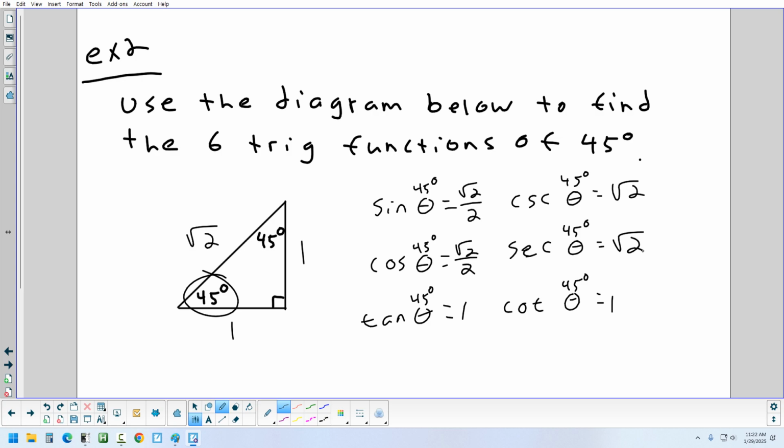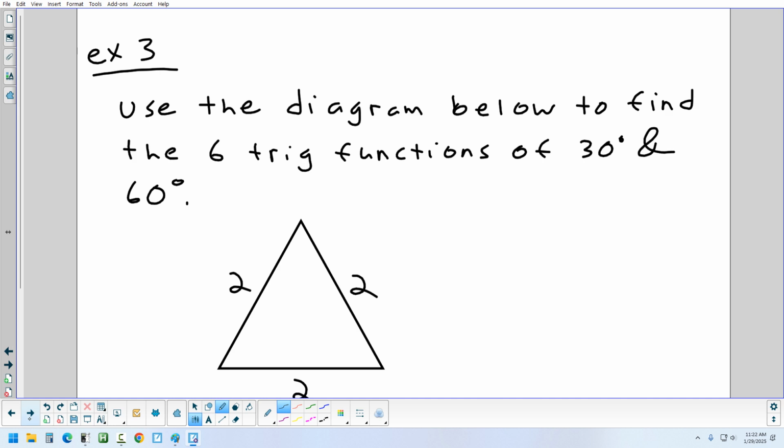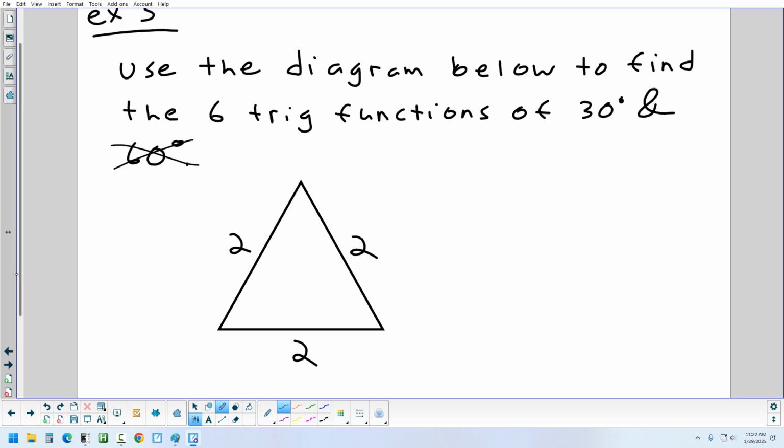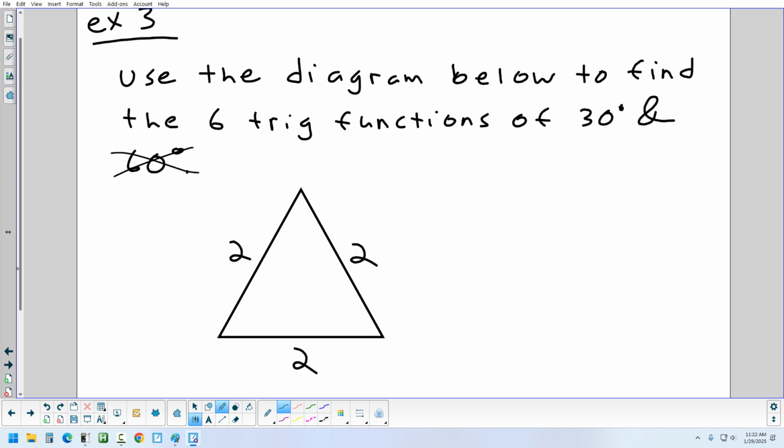Right. Now, let's do the same thing, but I'm not going to do the 6 trig functions of 30 and 60. Let's just do 30. And I've given you a hint. You've got to create your own 30, 60, 90 right triangle. I'm not giving you one. Doesn't matter how big or small you make yours, but you do need to label the sides correctly.